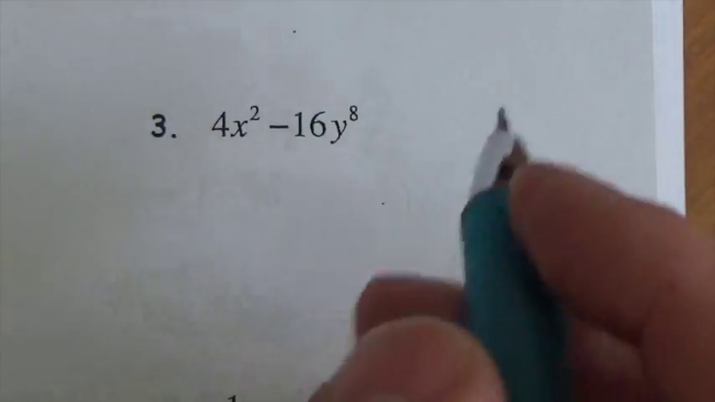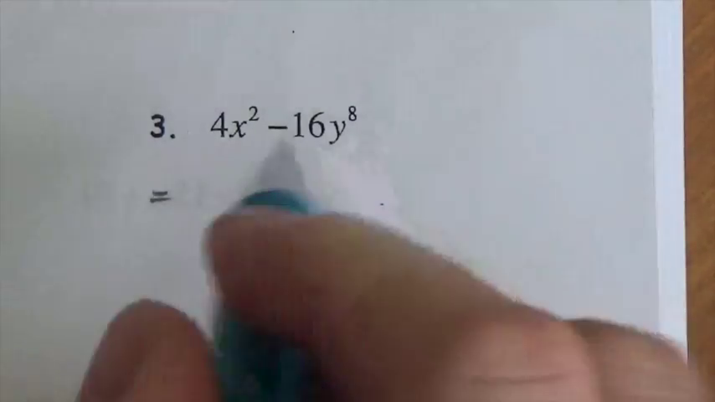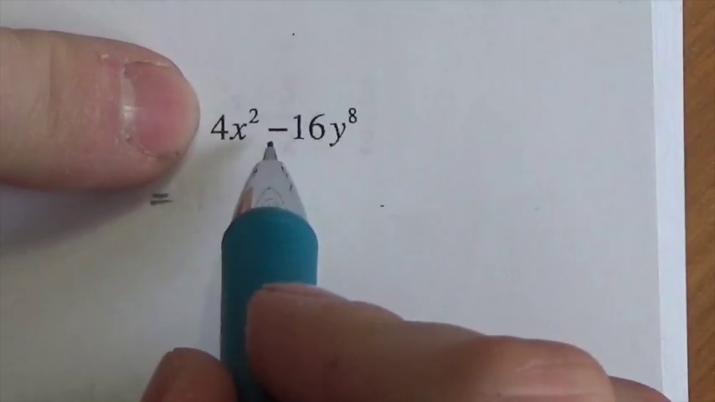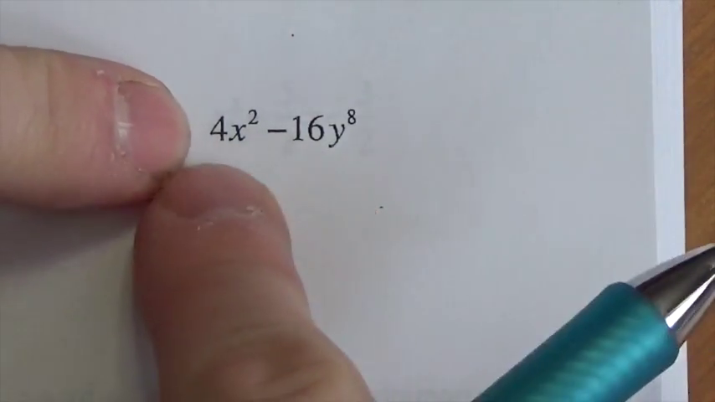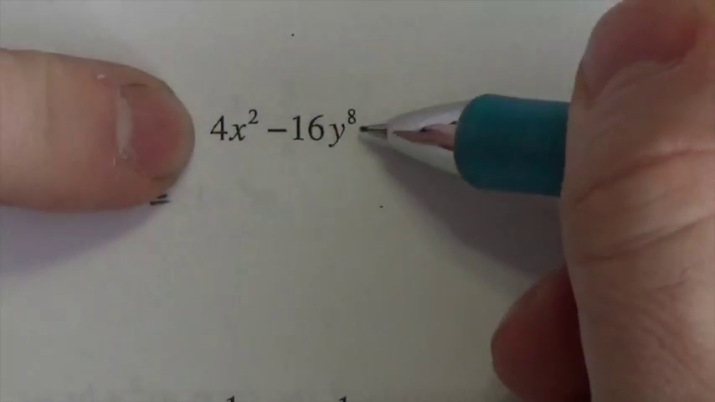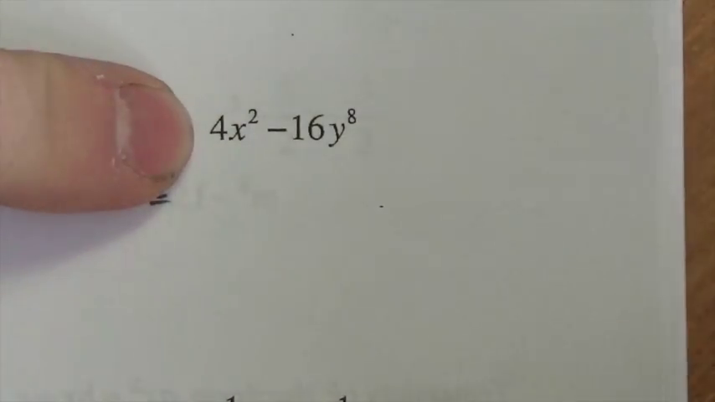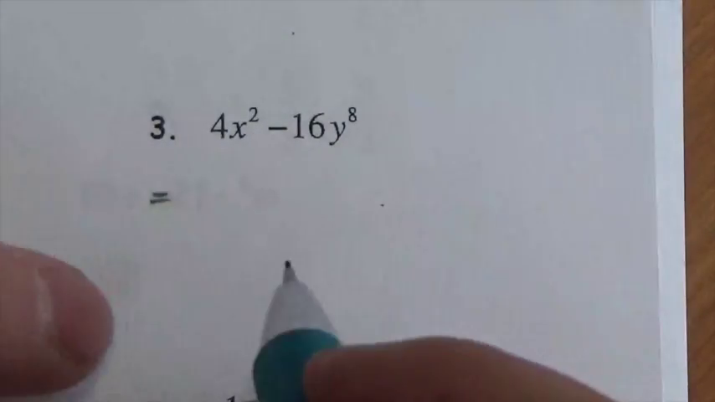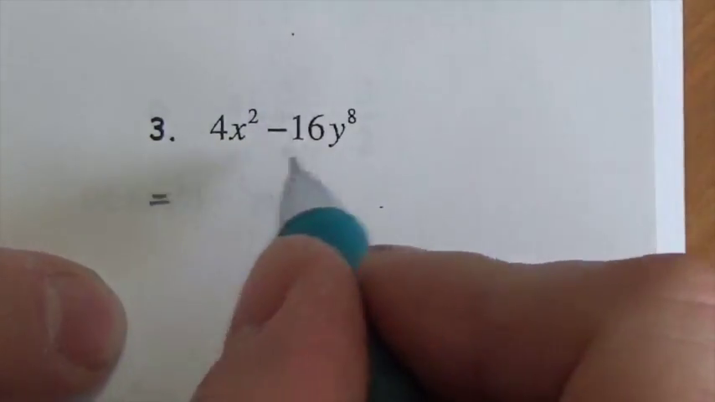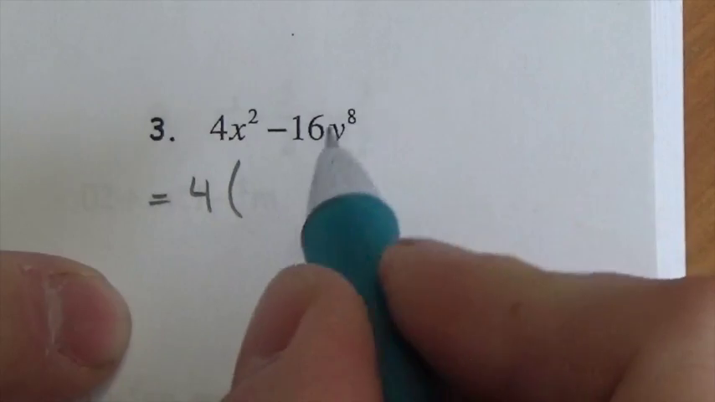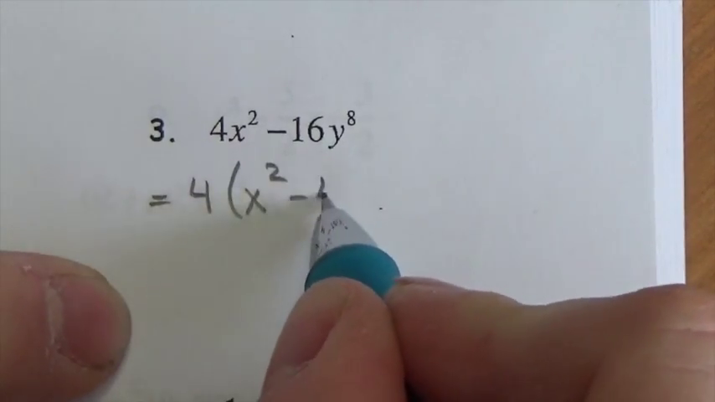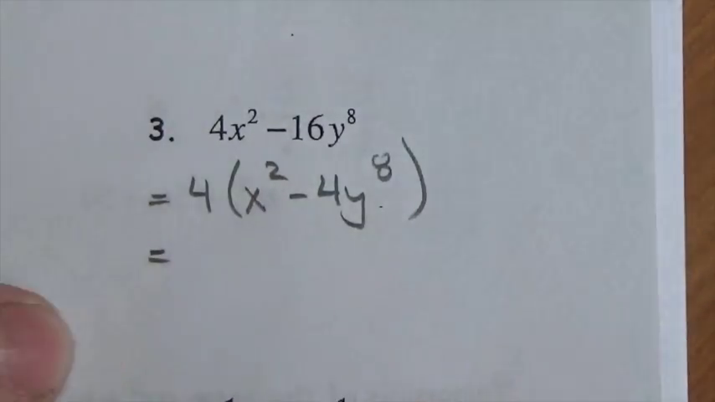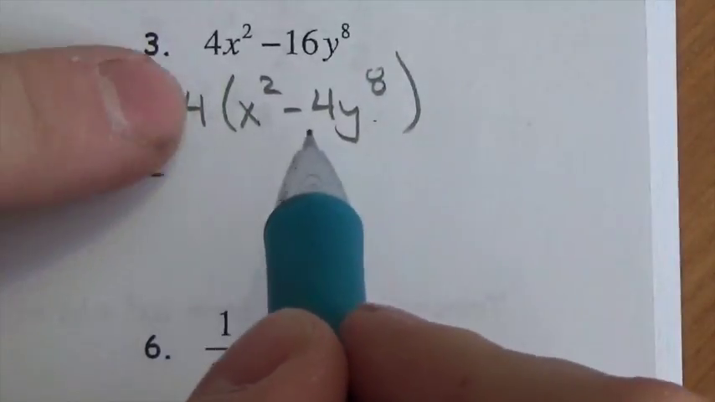4x squared minus 16y to the 8th. Now, I'm seeing two terms here with a subtraction in between, and these are both perfect squares. Now, this might be a little less obvious, but it is, and I'll explain that in a second here. I still should take out what's common first, and what's common here is that factor of 4. And I will get x squared minus 4y to the 8th. Now, these are both squares, and so I've got a difference of two squares here.